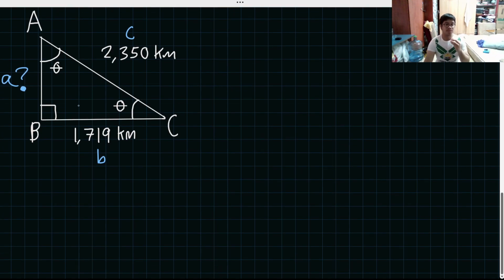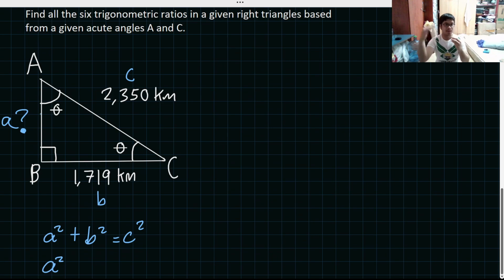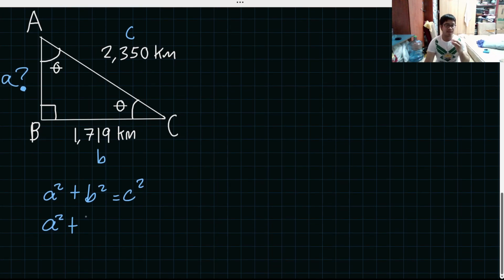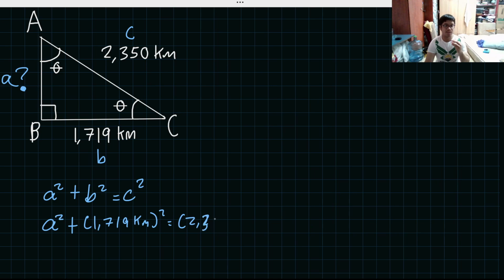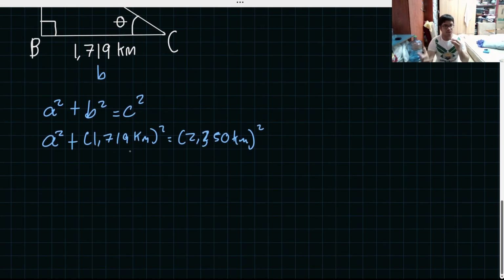Here we can apply the Pythagorean theorem: a squared plus b squared is equal to c squared. Now we will find a, the measurement of line segment AB. So we have a squared plus b squared, which is 1719 kilometers squared, equal to c squared, which is the square of 2350 kilometers. If we square these, the numbers will reach into the millions, so I'm just going to keep it like this and let a calculator do the work. I'll move this to the other side.